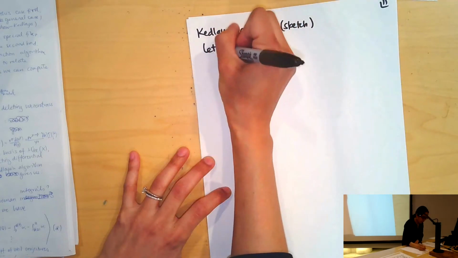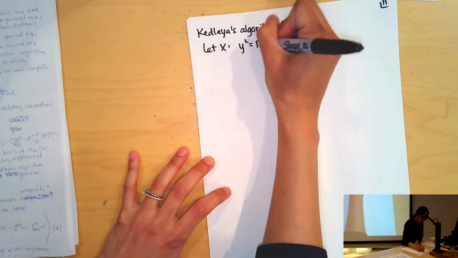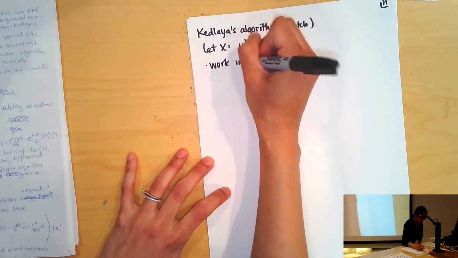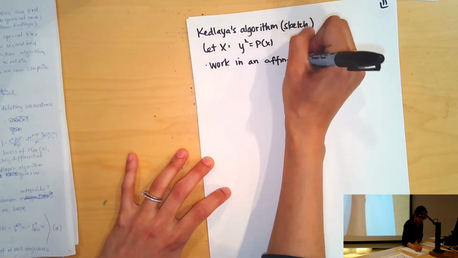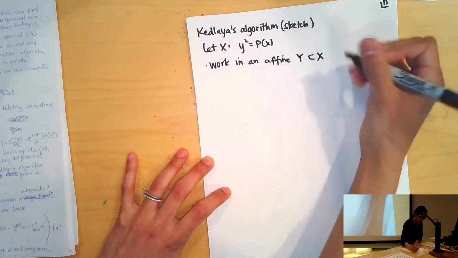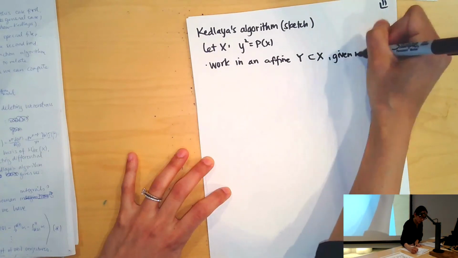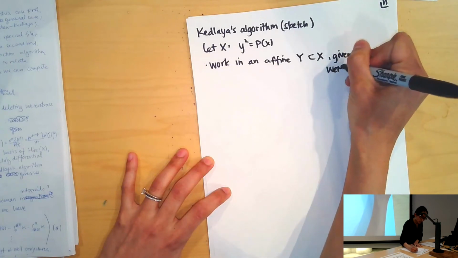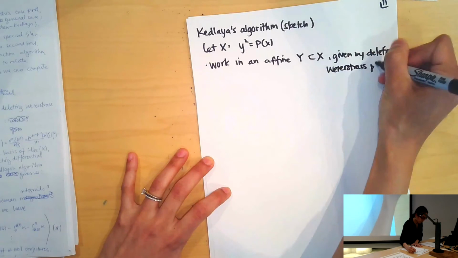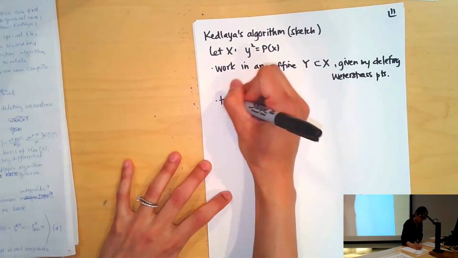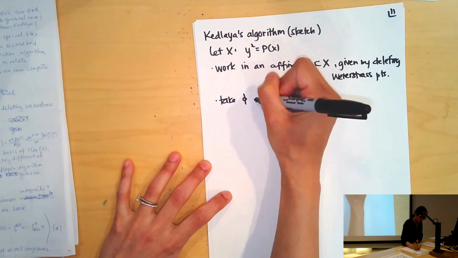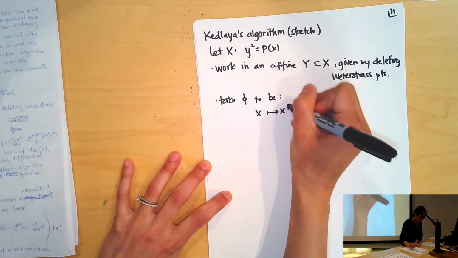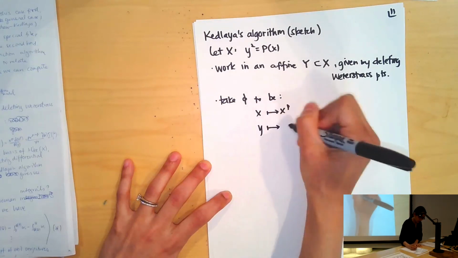So I'll let X be a hyperelliptic curve with this affine model, y squared equals p of x. And we're going to work in an affine piece where we've deleted the Weierstrass points. And we'll take phi to be the following lift of Frobenius. So we're going to send x to x to the p and y to this.